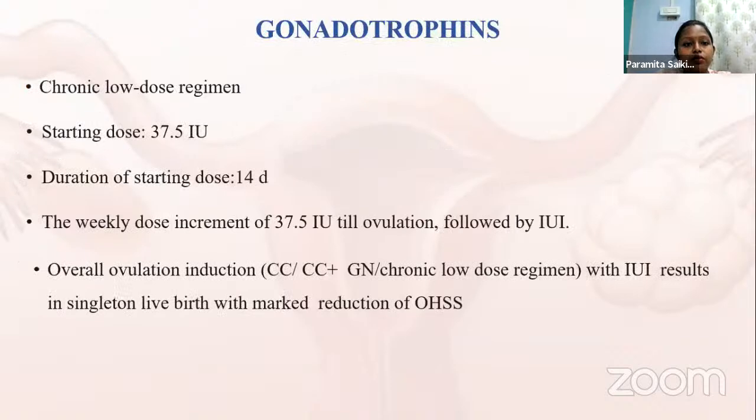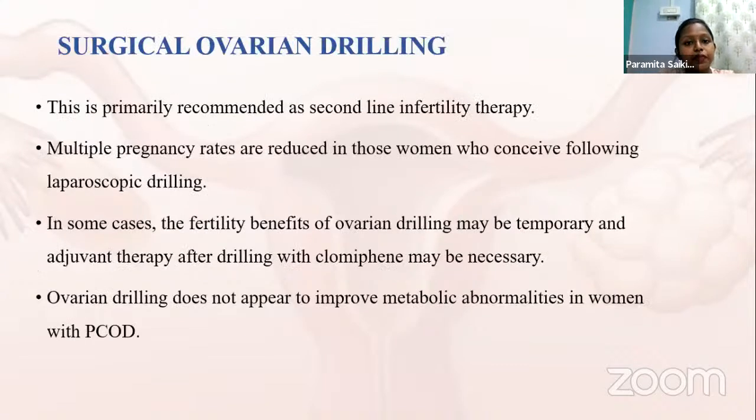Next, we have gonadotropins. Chronic low dose regimen can be started with a starting dose of 37.5 international units. Duration of starting dose 14 days. The weekly dose increment of 37.5 IU till ovulation, followed by IUI. Overall, ovulation induction with IUI results in singleton birth with marked reduction of OHSS.